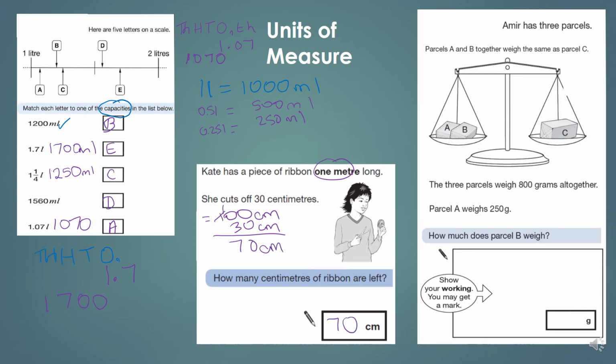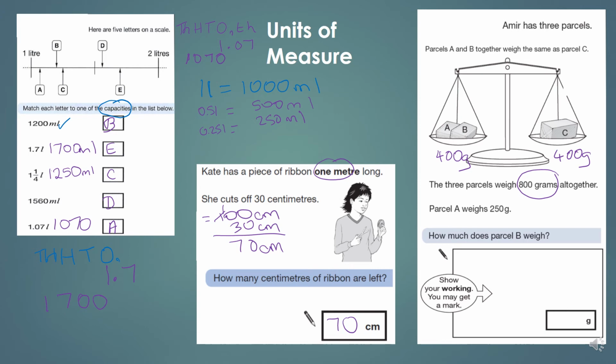Okay, Amir has 3 parcels. Parcel A and B together weigh the same as parcel C. The 3 parcels weigh 800 grams altogether. As you can see, the scales are balanced, so each side weighs the exact same. So half, or divide by 2, 800 would give you 400 on each side of your scale. Parcel A weighs 250. How much would parcel B weigh?